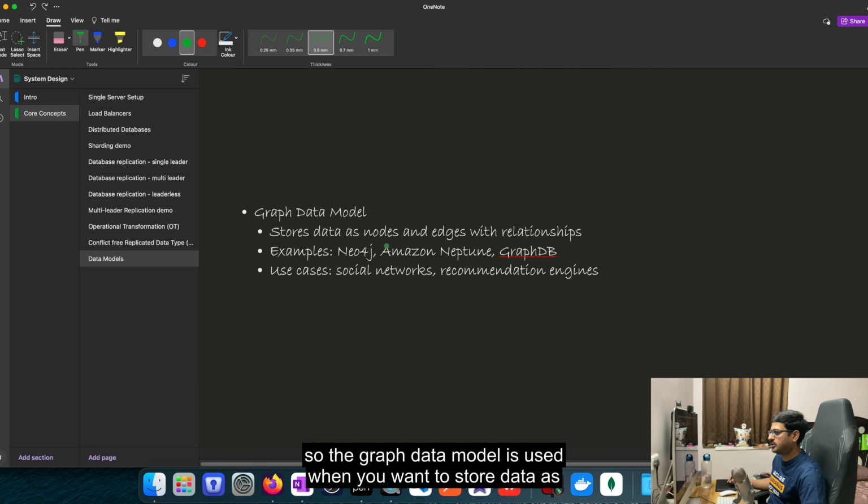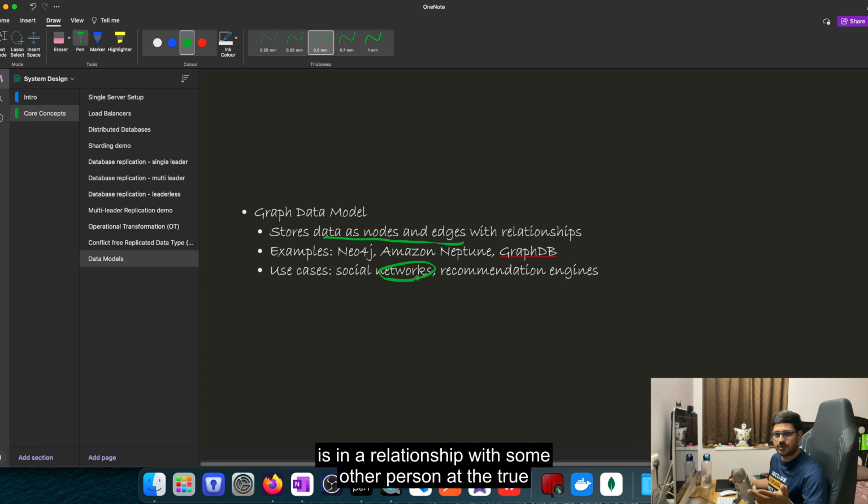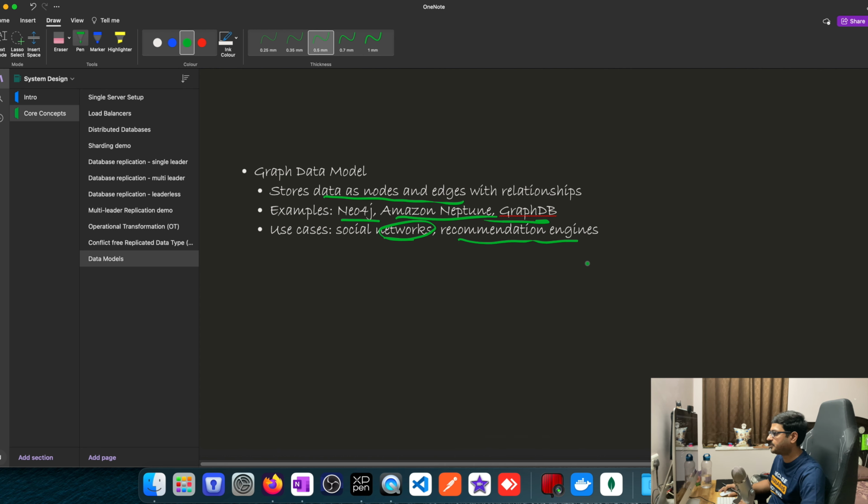The graph data model is used when you want to store data as nodes and edges. The relationship between one node and another node can be represented through edges, right? These are mainly seen whenever there is a network involved. It can be a computer network or a social network where one person is in a relationship with some other person either through friendship or through a follower mechanism. In these situations, we can make use of the graph data model. This is also seen in recommendation engines, and some examples are Neo4j, Amazon Neptune, and GraphDB. So definitely check this out if you are in need of any network storage.